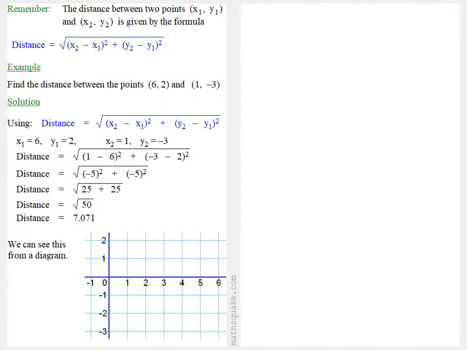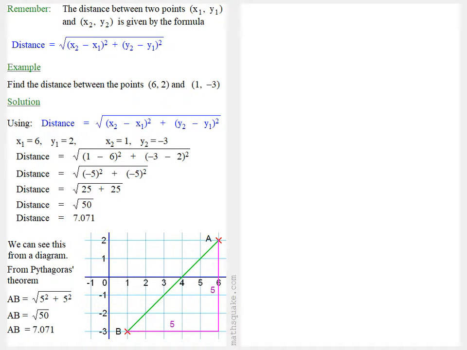Now we could see this from a diagram. If we draw in the triangle, we can see that the base of the triangle is 5 and the height of the triangle is 5. So from Pythagoras' theorem, AB is equal to the square root of 5 squared plus 5 squared, which is the square root of 50, or approximately 7.071.